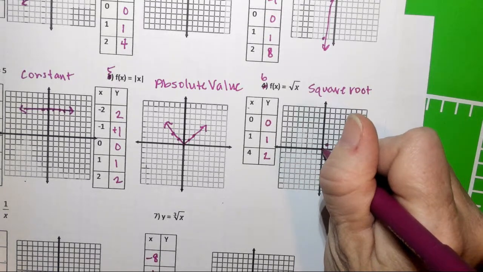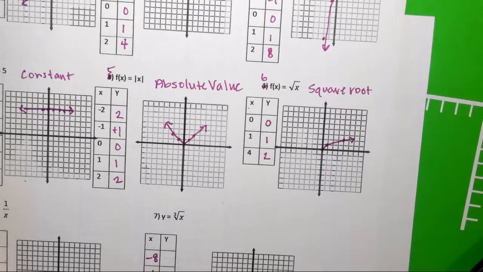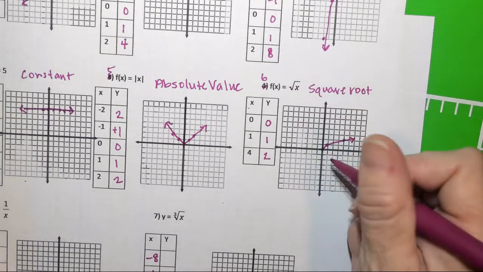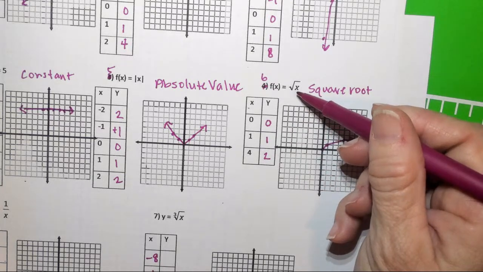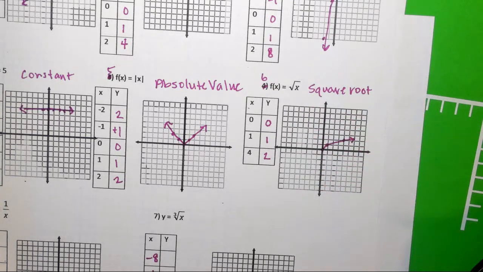And we get a graph that shoots out to the right. We're not going to use any negative numbers because we can't put a negative underneath the square root sign because those produce imaginary numbers, and we're not going to use those right now.